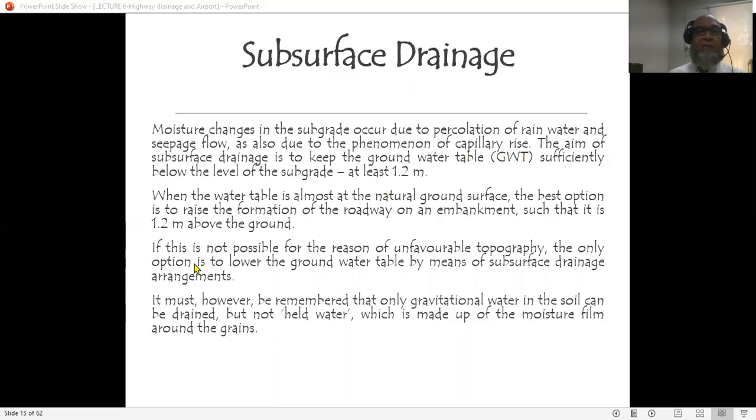Now, if this is not possible because of the unfavorable topography, the only option is to lower the groundwater by means of a subsurface drainage arrangement. It must, however, be remembered that only gravitational water in the soil can be drained, but not held water, which is made up of the moisture film around the root.